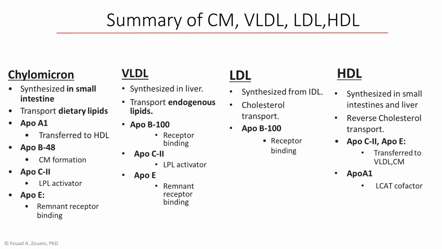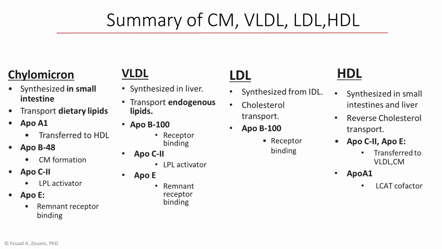So this is just a summary of all the lipoproteins that we talked about. You can use this as a reference slide. We have the chylomicron that's synthesized in the small intestines from the lipids that we digest, that we eat, the dietary lipids. It has different apolipoproteins on it. We have ApoA1, which is transferred to HDL, important for HDL metabolism. The ApoB48, remember, is important for the chylomicron structure and stability. The ApoC2 is for lipoprotein lipase activation to hydrolyze triglyceride.